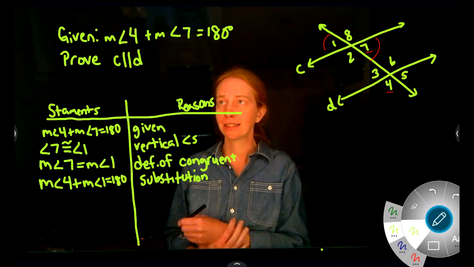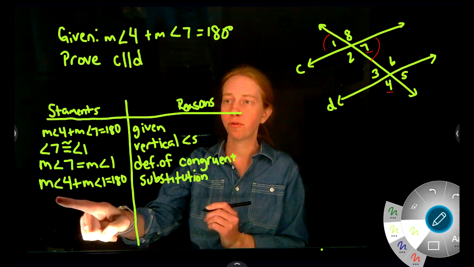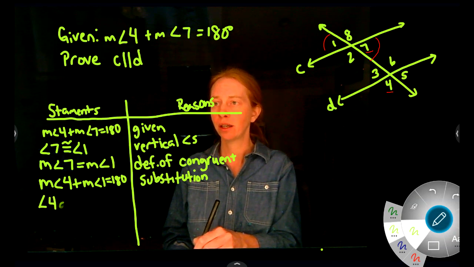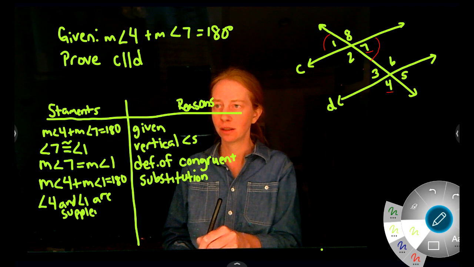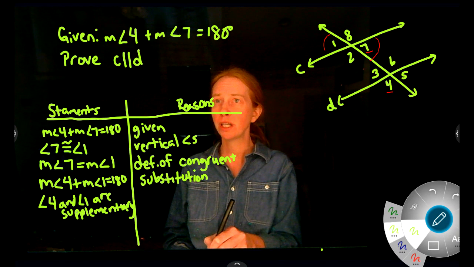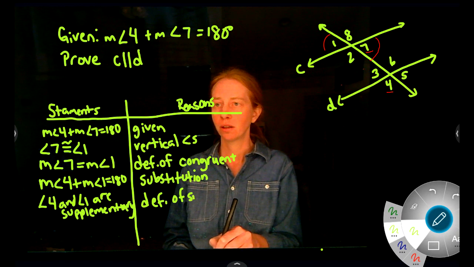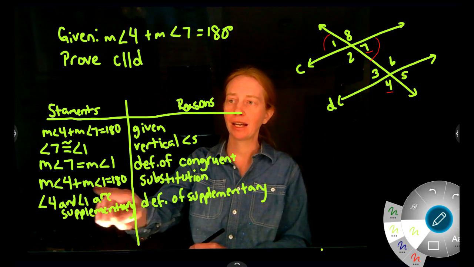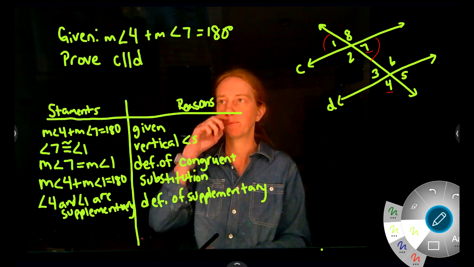All right, next step, let's think about this. Well, if angle 4 and angle 1 add to 180, then that means angle 4 and angle 1 are supplementary. This is going to go on the second line because I'm running out of space. Angle 1 and angle 4 are supplementary. Okay, the reason for that is the definition of supplementary. You saw that in some of the last ones. Definition of supplementary means that they add to 180. So that means if they add to 180, they're supplementary.